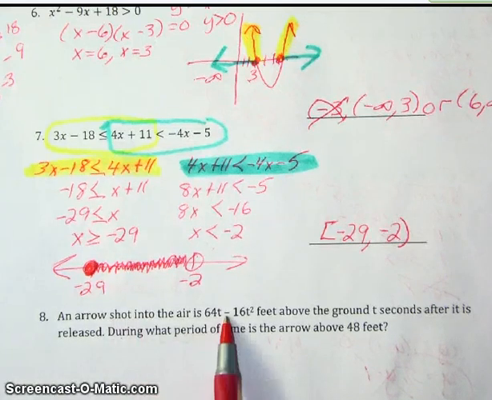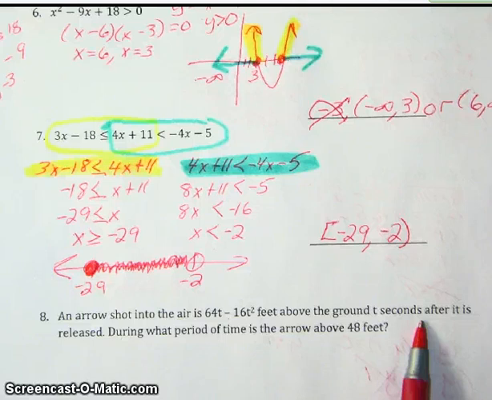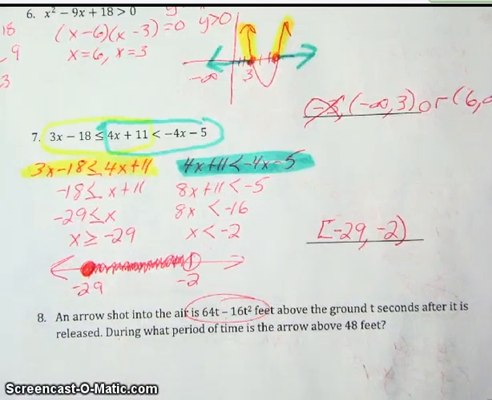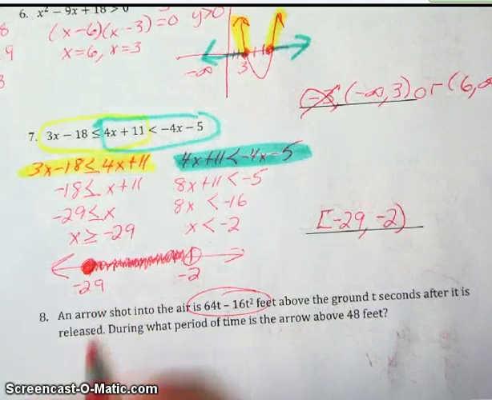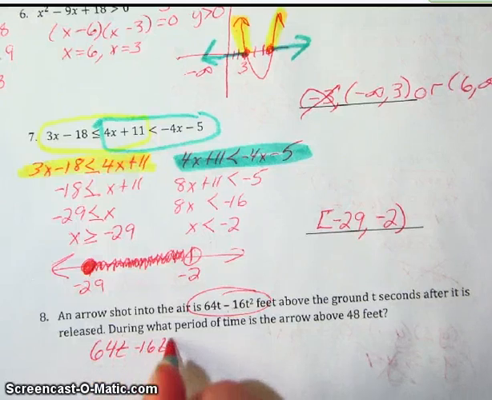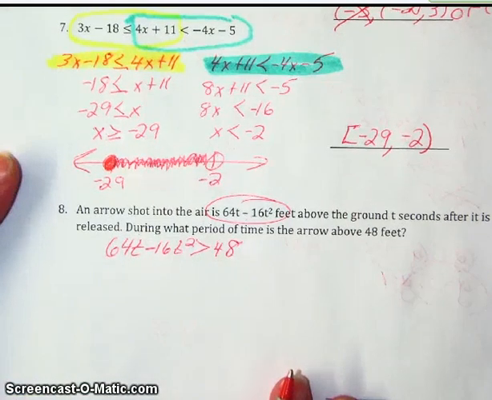All right, number 8. An arrow shot into the air is 64t minus 16t squared feet above the ground, t seconds after it is released. Okay, so this here is the height of the arrow. During what period of time is this above 48? Well, above is greater than. So I'm going to say, when is the height of the arrow, here's the expression for the height of the arrow, greater than 48.